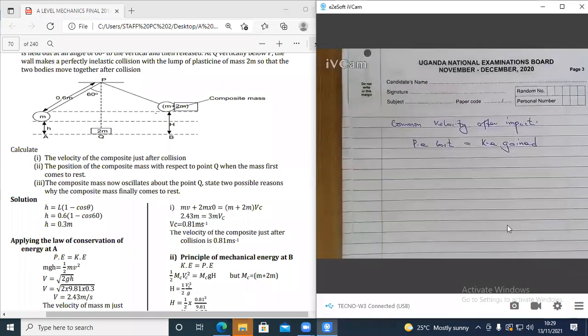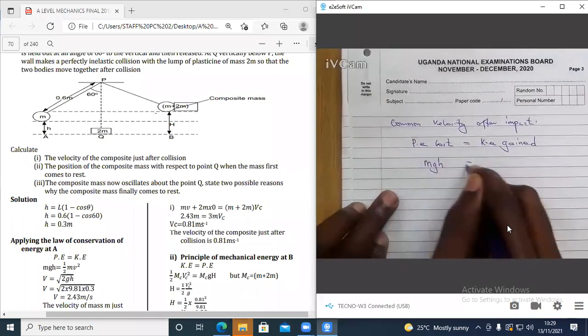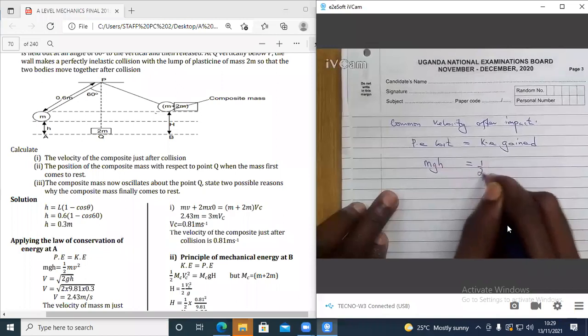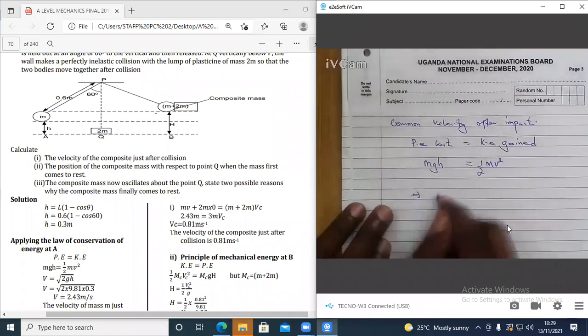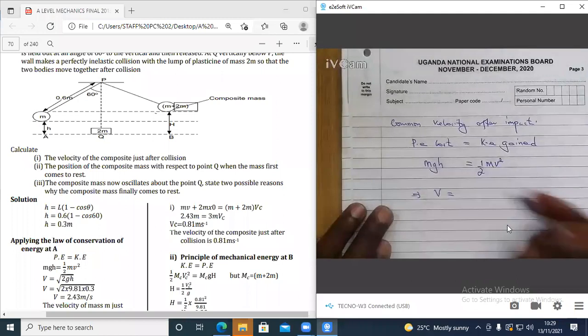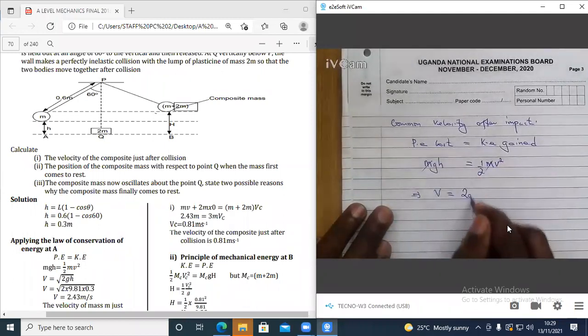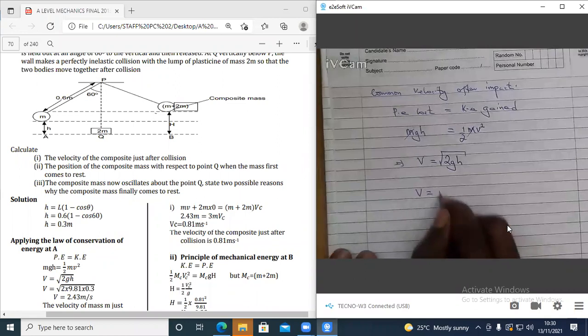So potential energy lost will be equal to kinetic energy gained. Potential energy is given by mgh, equal to half mv squared. Remember, they are a combined system. So the velocity v, if you remember very well, will be equal to, the m and m will cancel out, so we shall have the square root of 2gh.